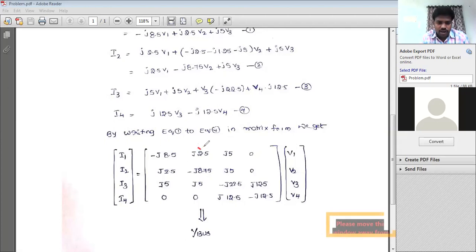Now these two are equal. Now you see here y12, y21, y13, y31, y14, y41, y24, y42, y23, y32. Okay, so likewise you will have equal values.